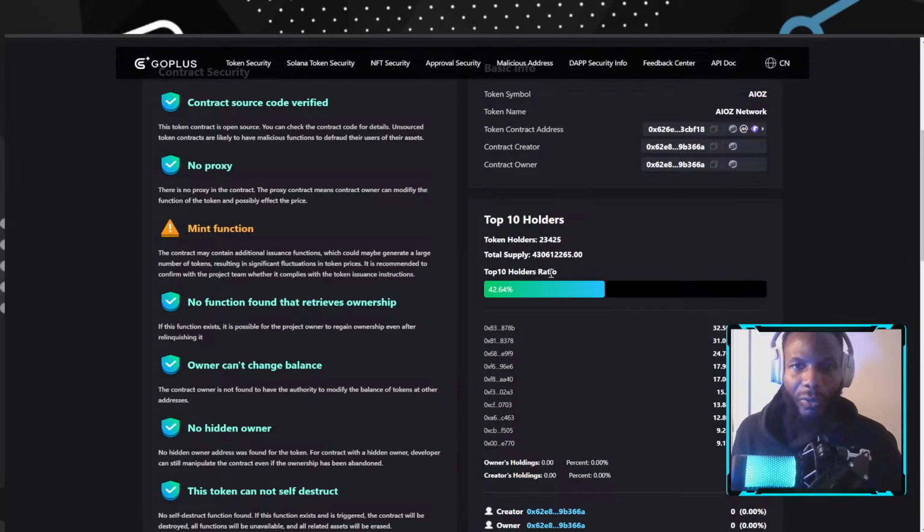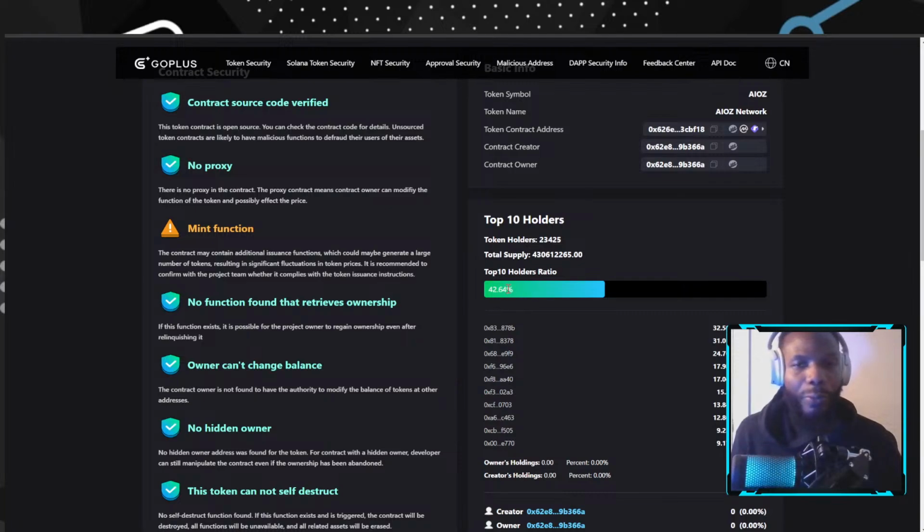Top 10 holders ratio: the people that have this coin are holding 40%. But because it's a big project, I kind of understand what this means, because when they want to get listed on exchanges, they have to give up coins to different exchanges so that people can buy and sell them. But you don't want to see this on a small project.